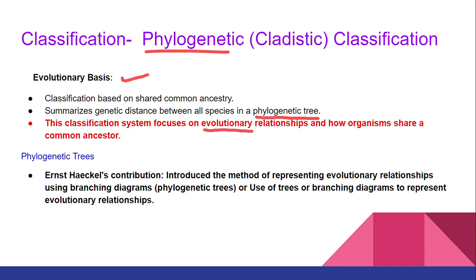So this classification focuses on evolution. What is phylogenetic, class? Phylogenetic is nothing but which shows evolutionary relationship, which has a common ancestor and which has a common gene. Okay, 3 points we have written, and the fourth point is Ernst Haeckel has given the phylogenetic tree.